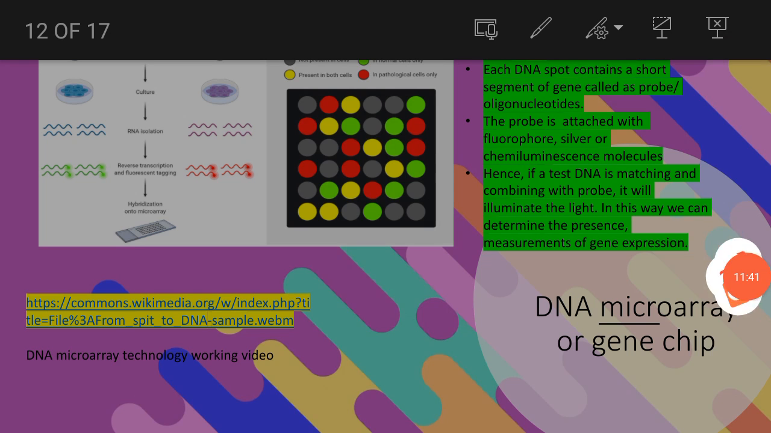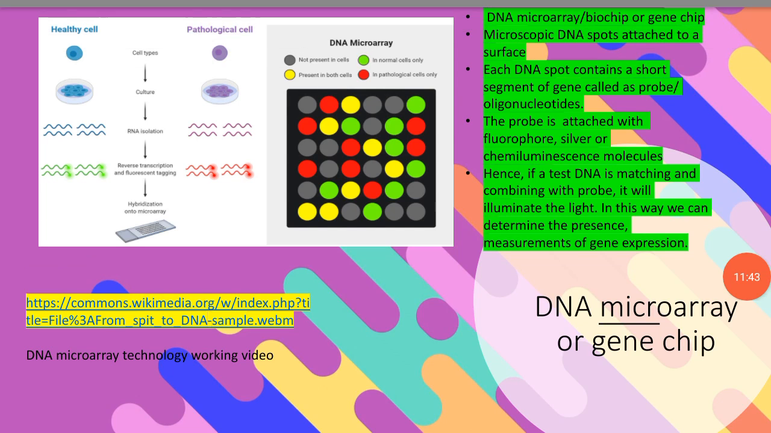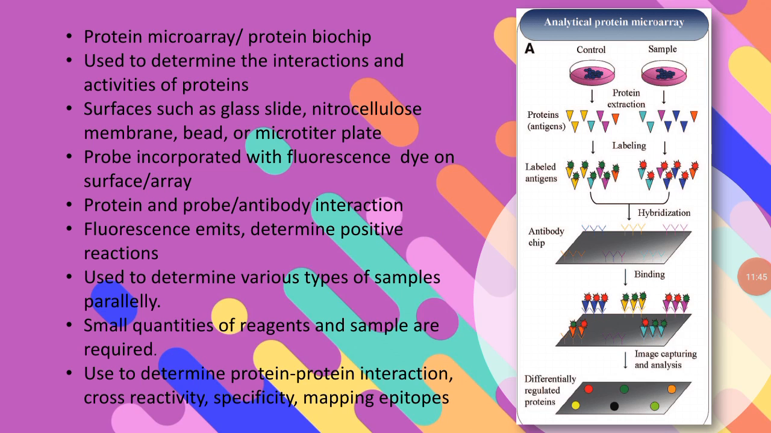Now we will see the next type. Okay, the next type is the protein chip or the protein microarray. So the DNA microarray is specific for identifying the DNA. Likewise, the protein microarray will be specific for identifying the protein interactions, right? Now that is used to determine the interaction and activities of the proteins.